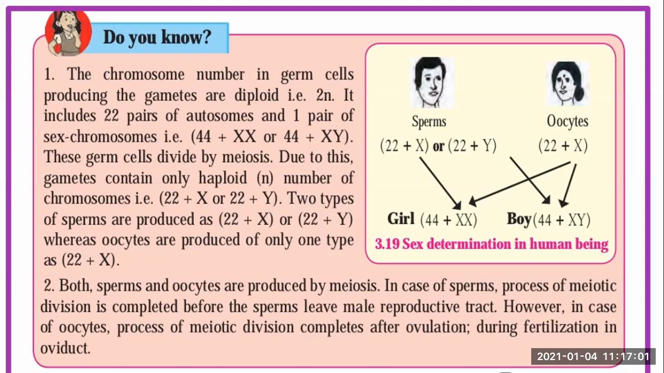So if we connect with the previous slide, if that oocyte is not completely or properly divided through the meiotic division, then definitely you can see some genetic disorders like Down syndrome. Just because of this, the meiotic division in the case of the ovum completes after the ovulation, that is, during the fertilization.